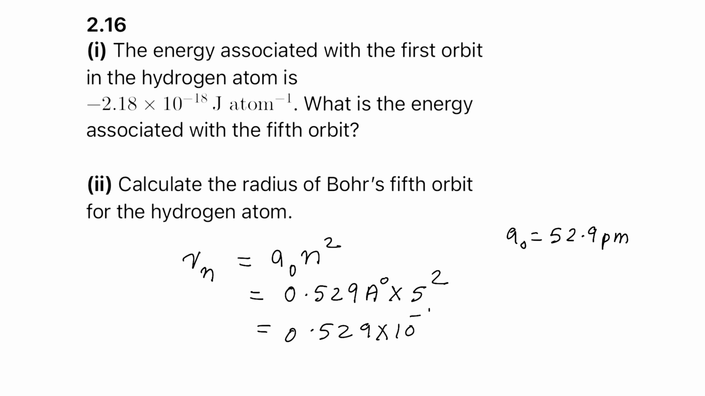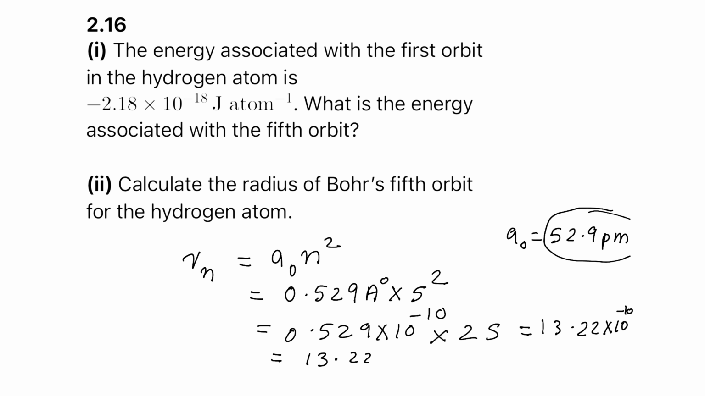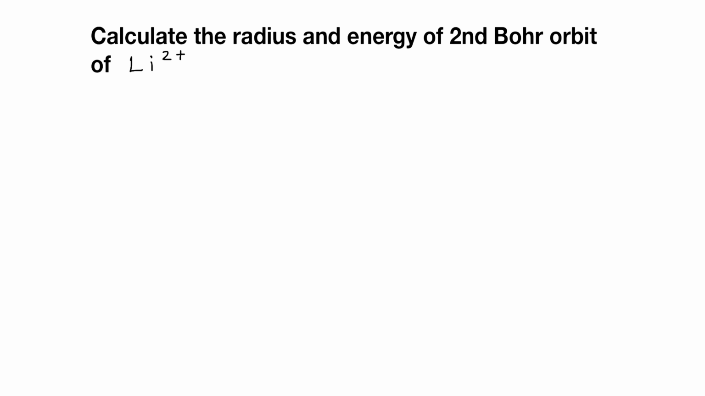0.529 into 10 raised to minus 10 into 25. See, if you are using picometer, it is 52.9 into 10 raised to minus 12. Both are exactly the same. On calculating, you will be getting 13.22 into 10 raised to minus 10. So in Angstrom, it is 13.22 Angstrom, because 10 raised to minus 10 meter is what? Angstrom. Okay, right? Hope it is clear.